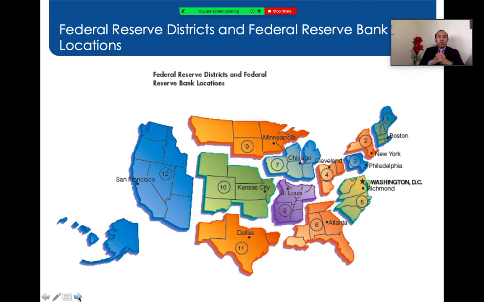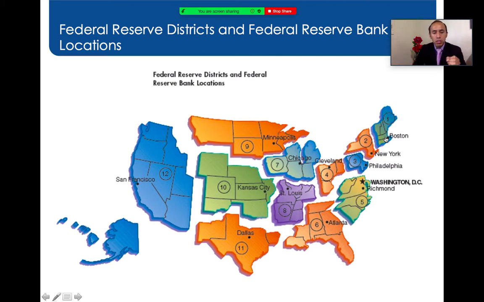The 12 Federal Reserve banks are the following. We have the San Francisco Fed, the Kansas City Fed, Dallas Fed, Minneapolis Fed, Chicago, St. Louis, Atlanta. We have the Washington Fed, and we have the Cleveland, Philadelphia, New York, Boston, and in Vermont. We have 12 different banks that operate as independent Federal Reserve banks that collectively, all of them consist of the United States central banking system.